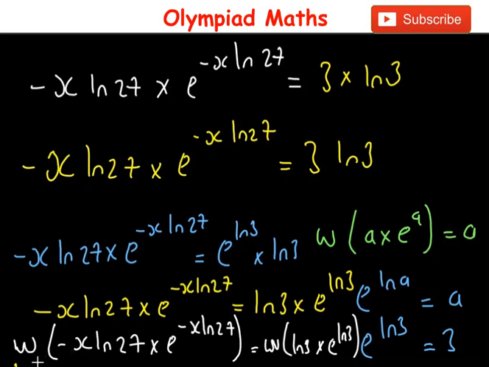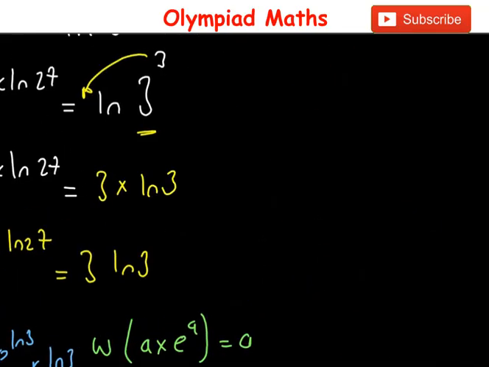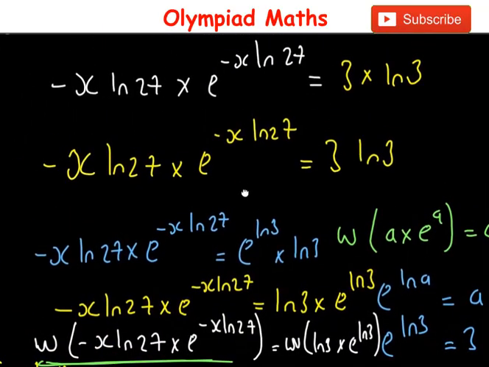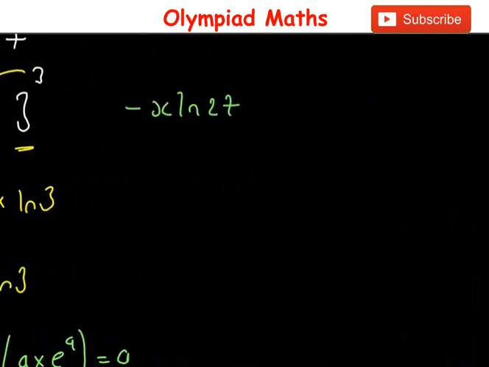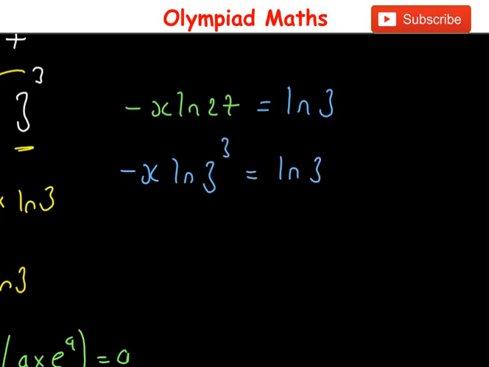Once we apply the Lambert W function to this expression right here, what we are going to have is minus x times ln 27. And also, if we apply the Lambert W function to this right here, we're going to have ln 3. So writing down ln 3, this is equal to ln 3. At this junction, we are going to express 27 as 3 raised to power 3. We have minus x times ln 3 raised to power 3. This equals ln 3. And applying this rule of natural logarithm, that if you have ln a raised to power b, this equals b times ln a.